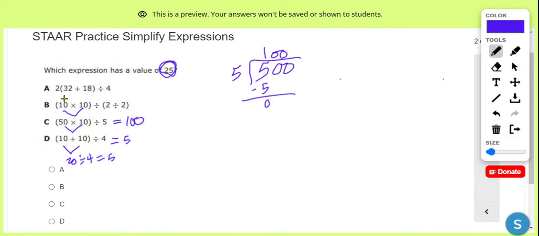10 times 10 is 100. And 2 divided by 2 is 1. So 100 divided by 1 is 100. So it looks like the last one's going to be here. So 32 plus 18 is 50. 2 times 50 is 100. And then 100 divided by 4 is 25.